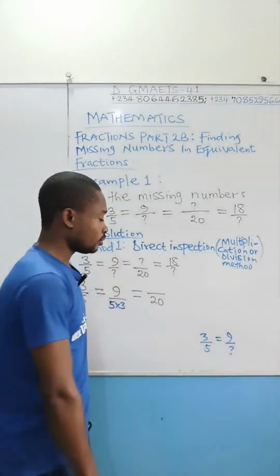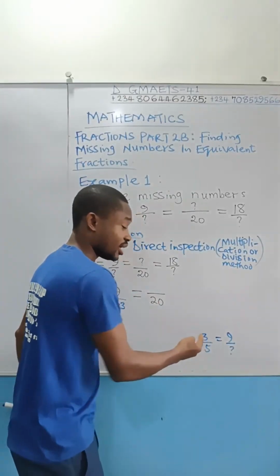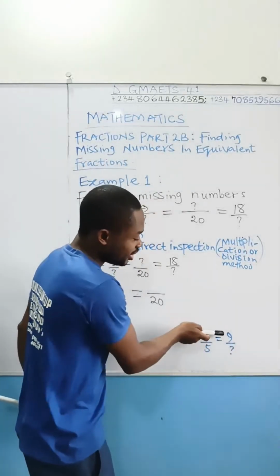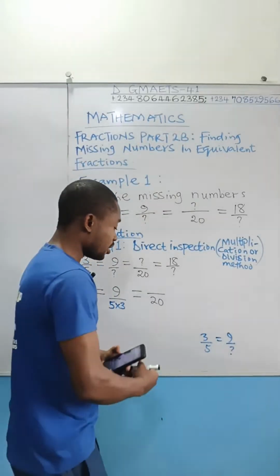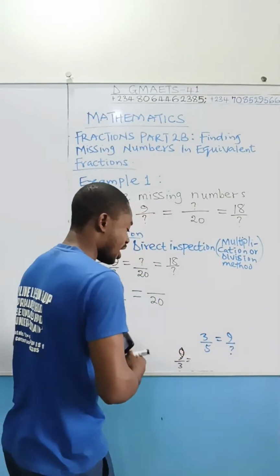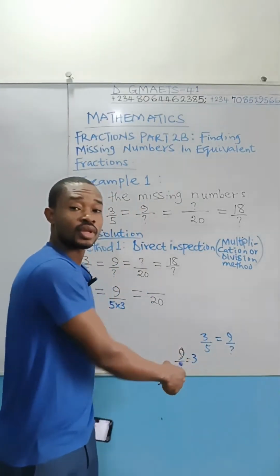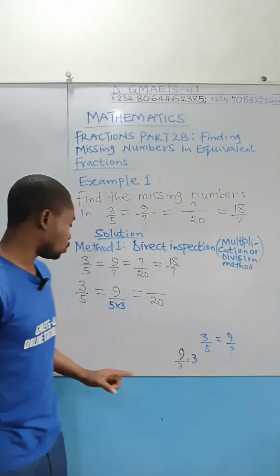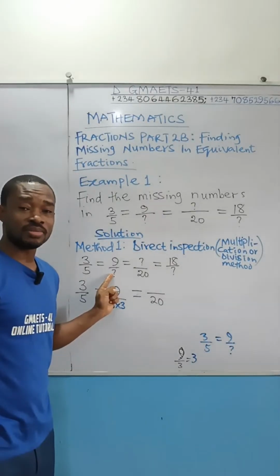Ask yourself, which of them is bigger? Which of them is greater? 9 is greater than 3. Therefore, go to 9 and ask yourself, if you divide this bigger number 9 by 3, what will you get? You agree with me that if you do 9 divided by 3, you are going to get 3. So with this, you have been able to get the number you will use to multiply this denominator in order to get this number here.